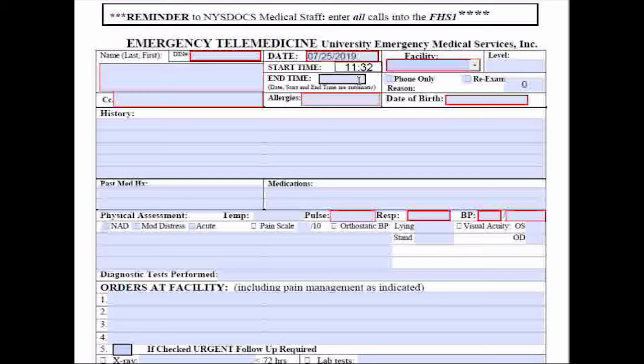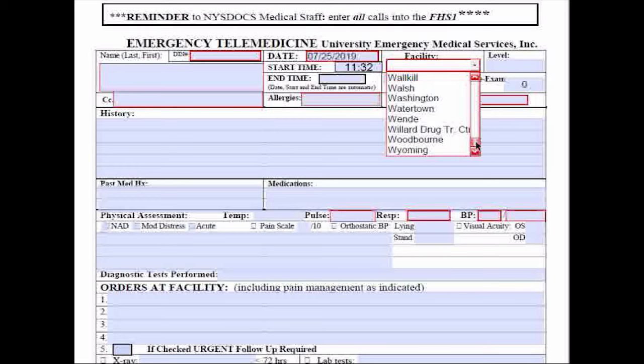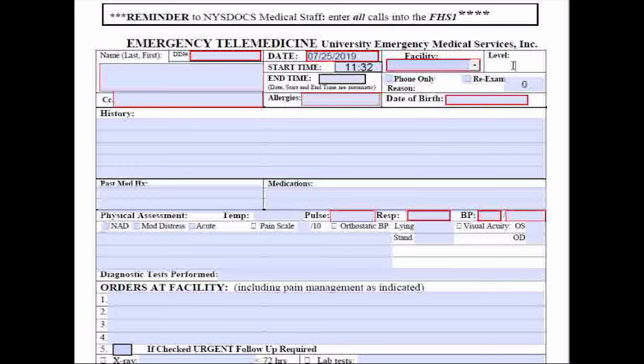We don't look at any particular person. We're more talking about general information. Facility is a drop-down box. Pick the facility that's calling you as appropriate. Levels are 1 through 5.